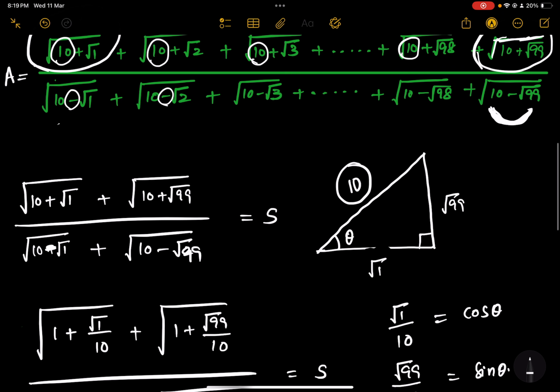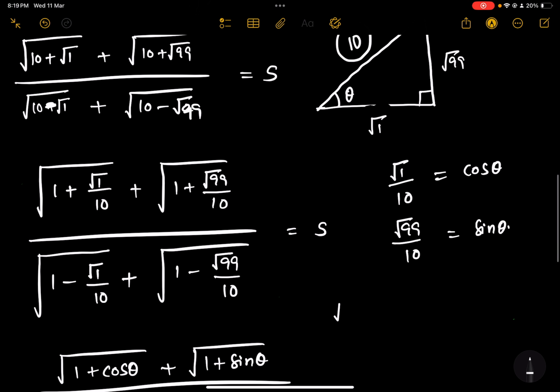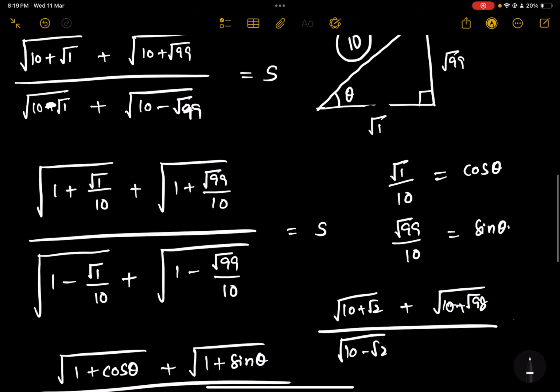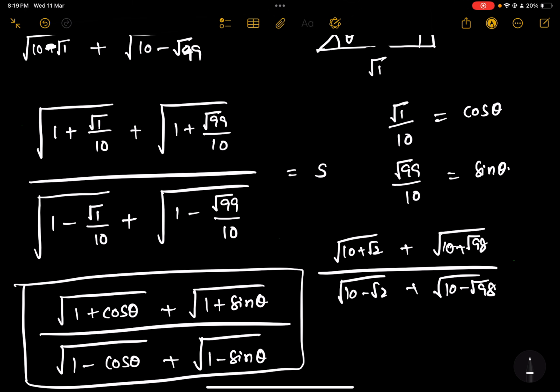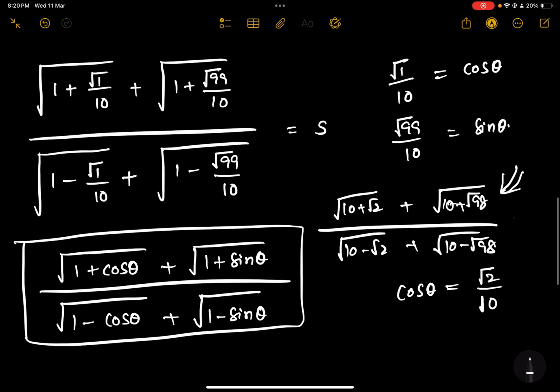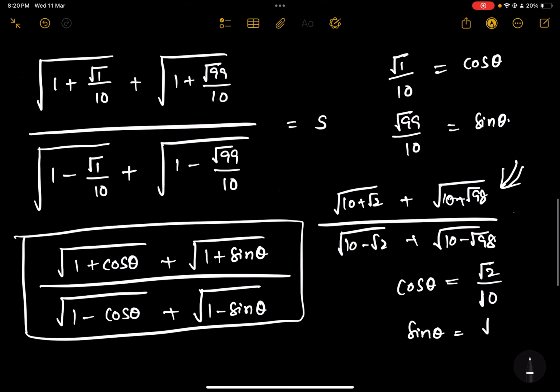So instead of taking this particular term, even if you take root of 10 plus root 2 plus root of 10 plus root 98 by square root of 10 minus root 2 plus square root of 10 minus root 98, you will get the same expression. So it will always be root of 1 plus cos theta plus root of 1 plus sin theta, but your cos theta and sin theta will change. If you consider this particular term, your cos theta will be square root of root 2 by 10, and your sin theta will be root of 98 upon 10. So this will change, but your expression is the same.